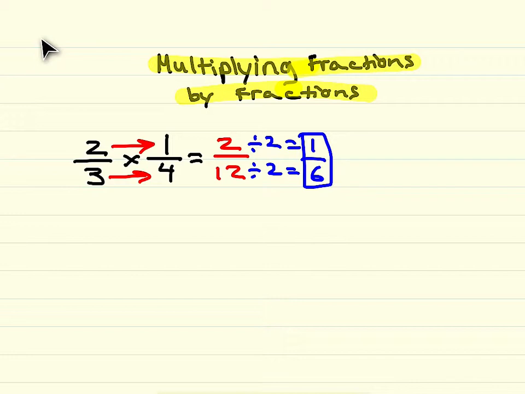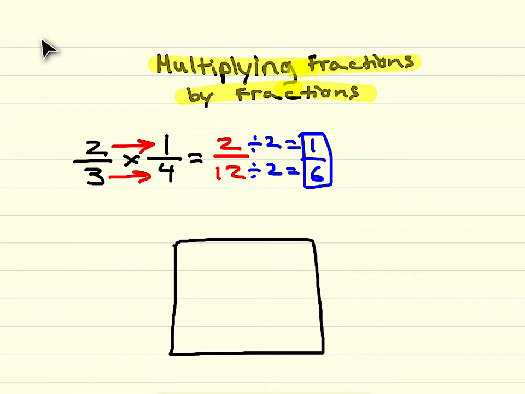I'm going to draw a rectangle here, or a square, I guess, and I'm going to allow the length of my square to be represented by my fraction 2/3. To do that, I'm going to now divide my square into 3 equal parts, making 3 rows. And I need to shade in 2 of my 3 rows representing 2/3.